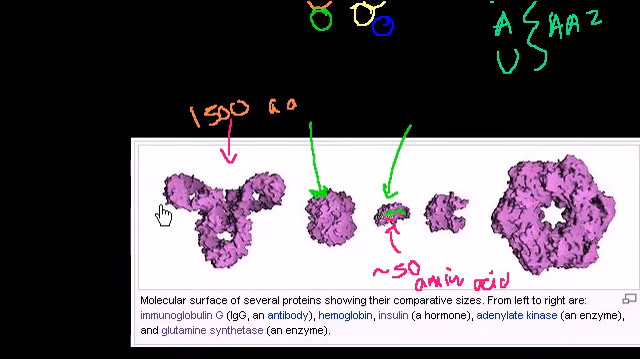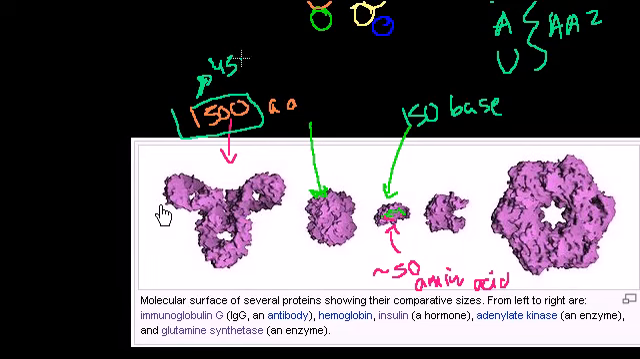So if you have 50 amino acids that make up insulin, that means you're going to have 50 codons, which means you have to have 150 bases, or 150 of these A's and G's and T's. If you have 1,500 amino acids, that means you're going to have 1,500 codons, which means you're going to have roughly 4,500 of these base pairs that code for it.